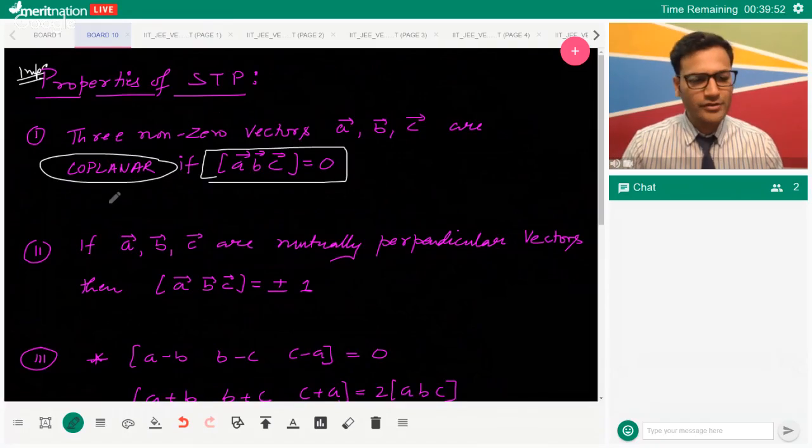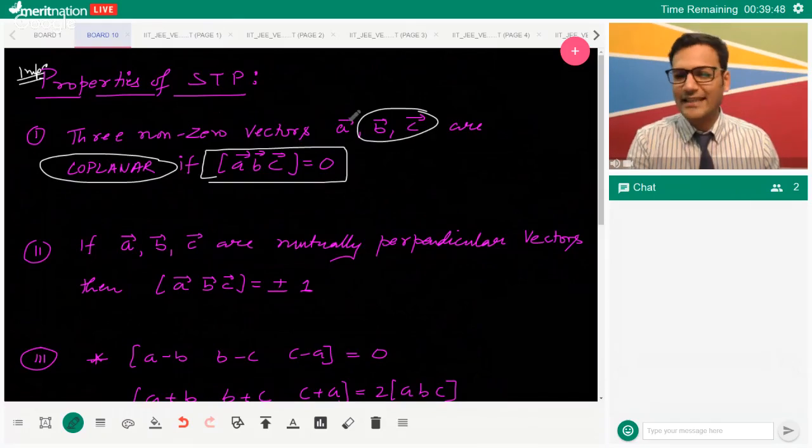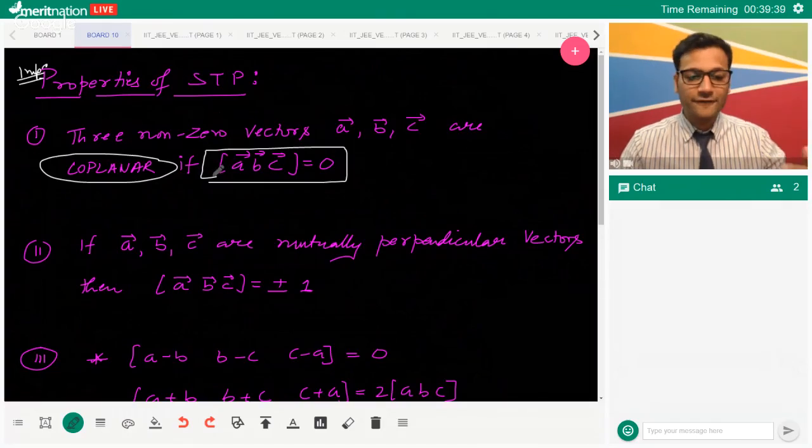However, you should also remember that if all three or at least one pair out of these three vectors are parallel, in that case also the scalar triple product turns out to be equal to 0, because if at least one of the pairs is parallel, we can say all of them are coplanar.